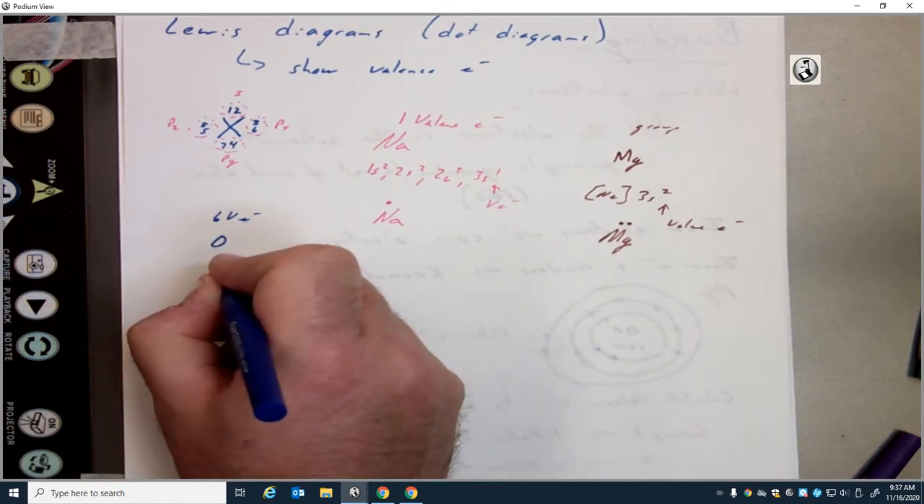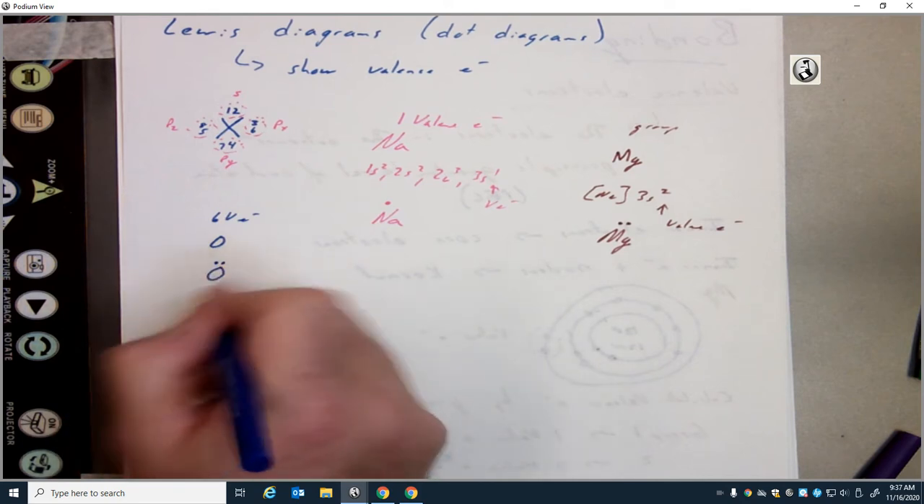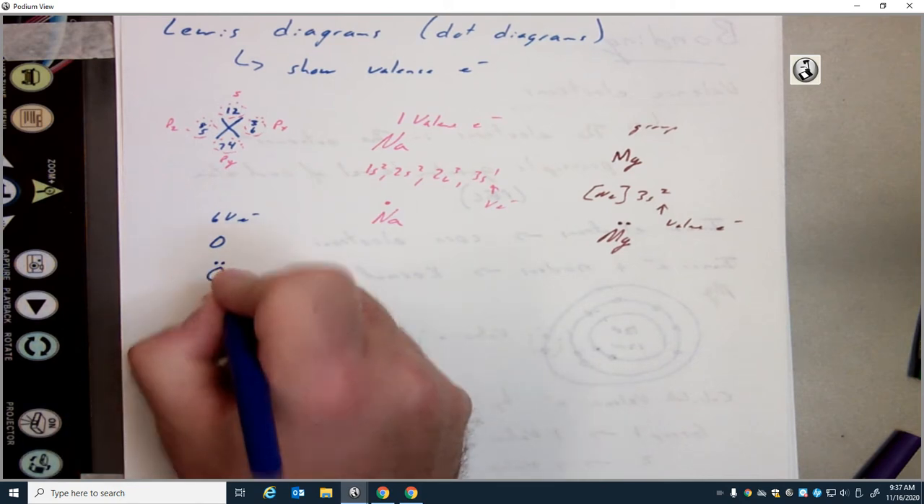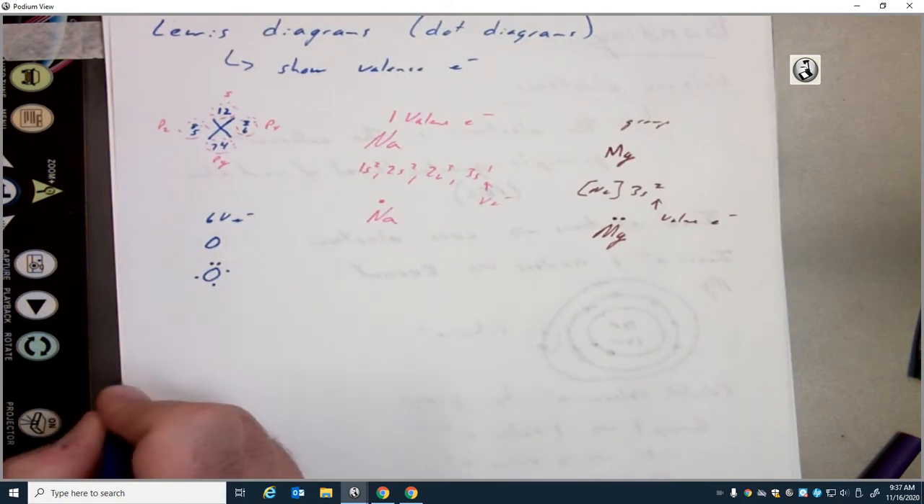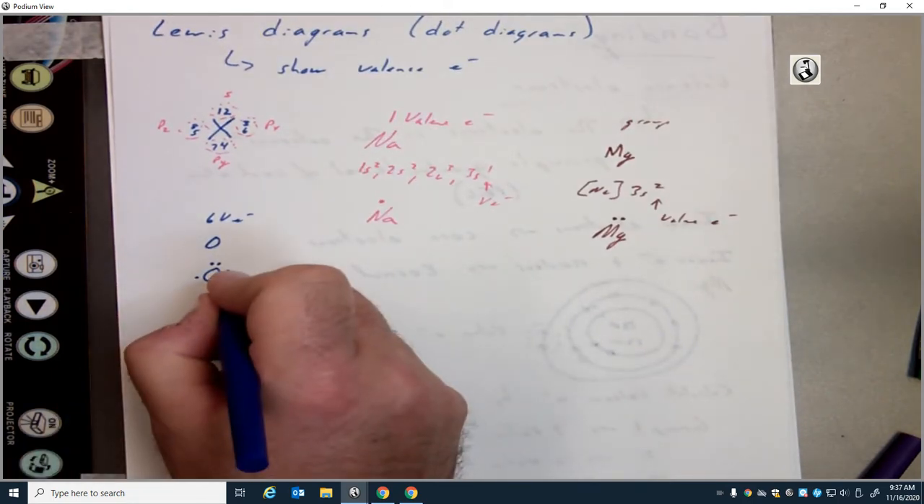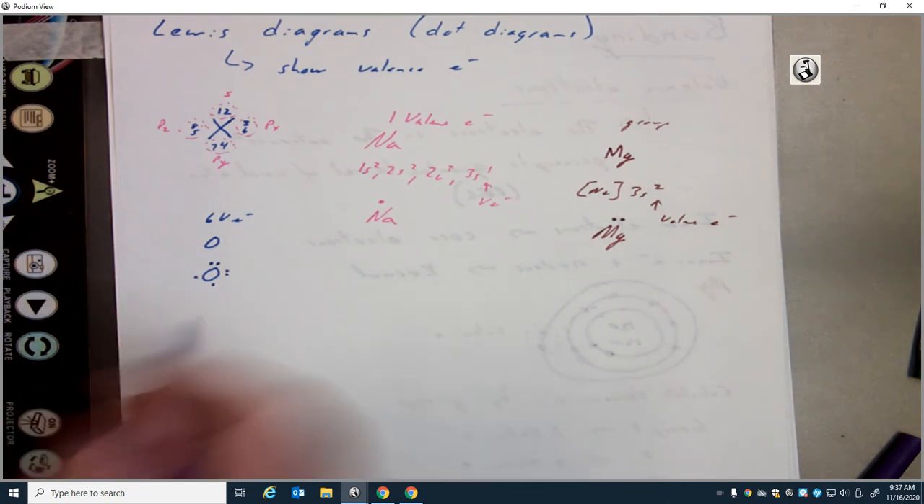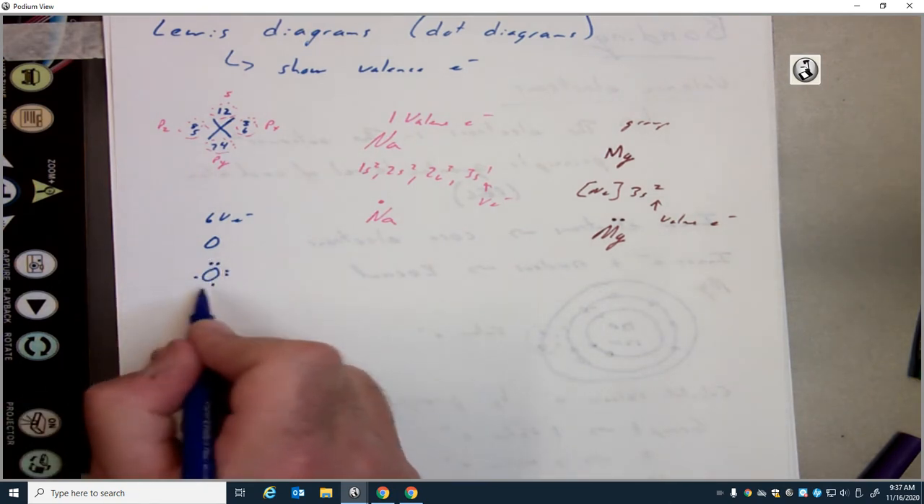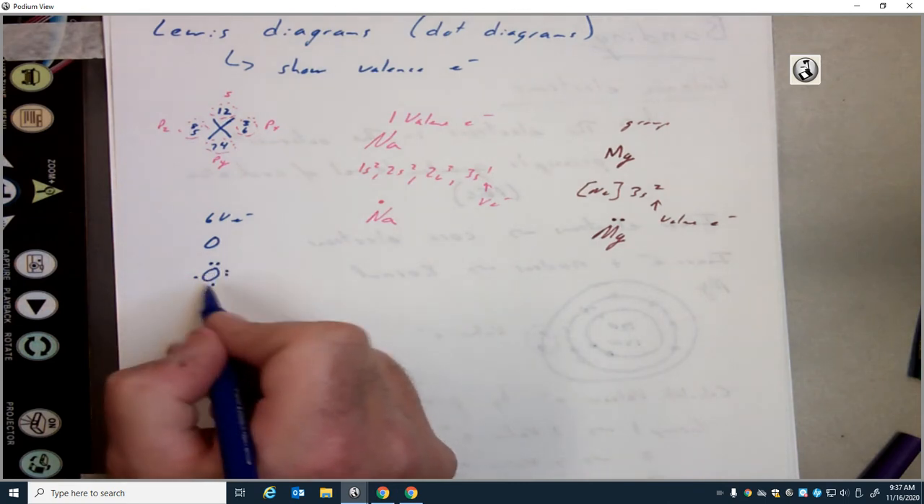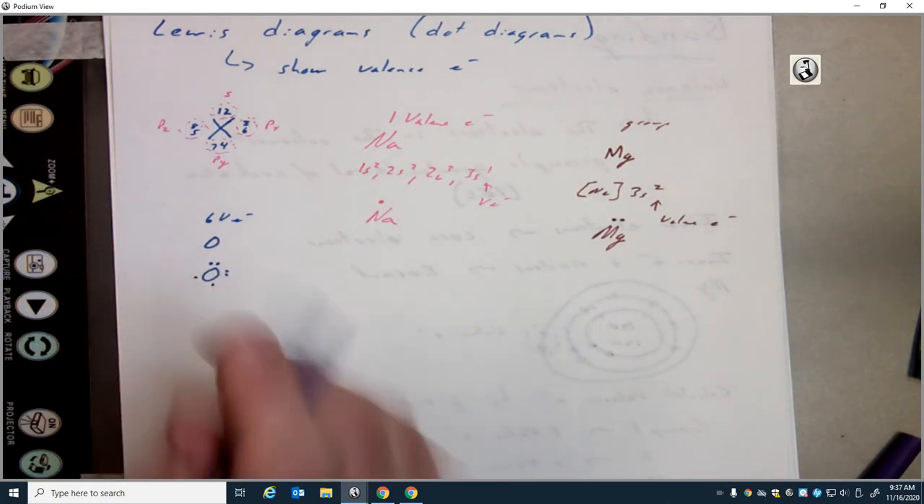1, 2, then we start filling the p orbitals, px, py, pz, and finally go back to the px. Right, now notice, you can see these pairs of electrons and unshared pairs. That's going to be very important, right?